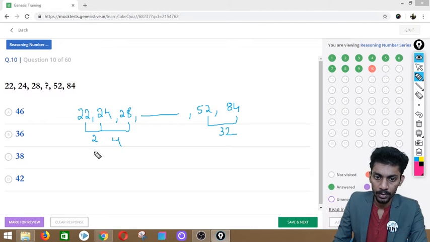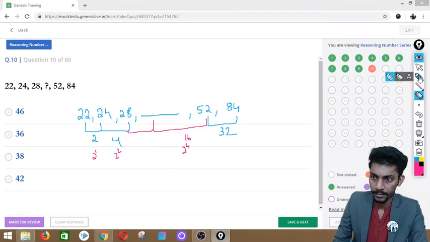It is nothing but 2 power 1, 2 square. The next difference should be 2 power 3. From here the difference should be 2 power 4. What is 2 power 4? It is 16. What is 2 power 3? It is nothing but 8. There should be a difference of 8. Then it is 32. This is 2 power 5.